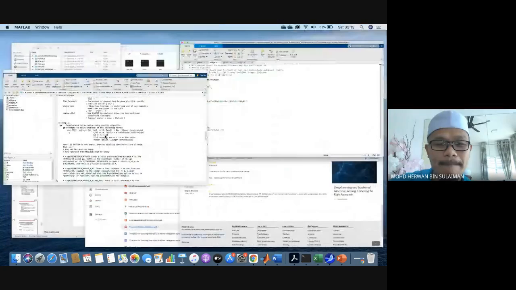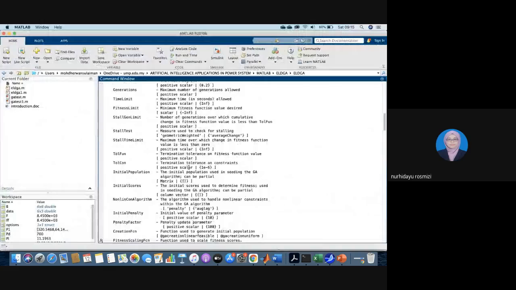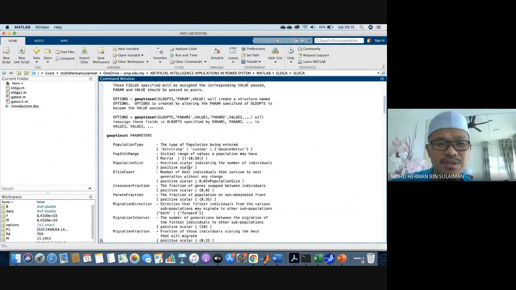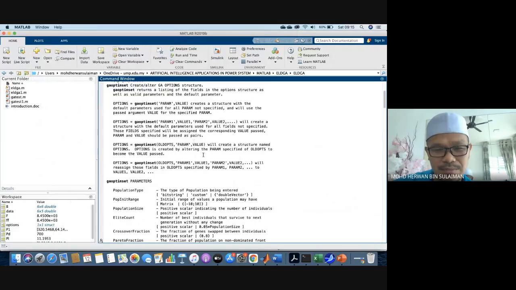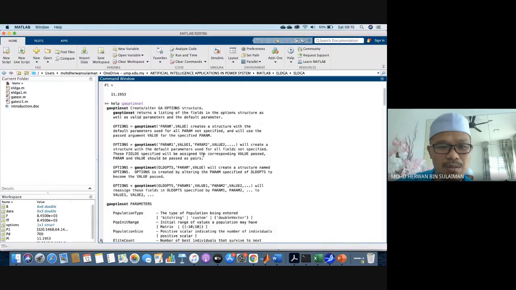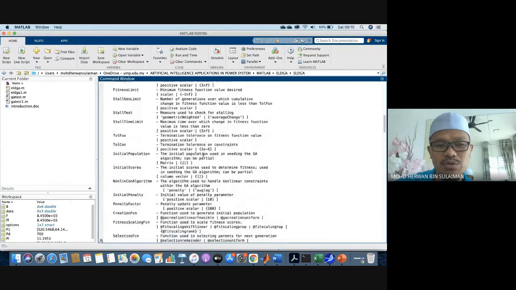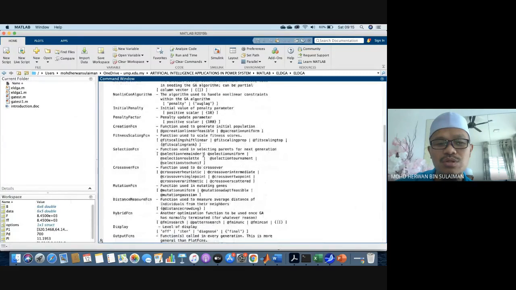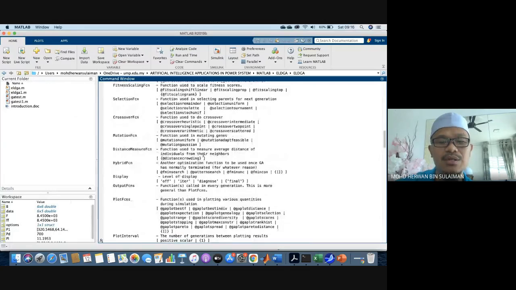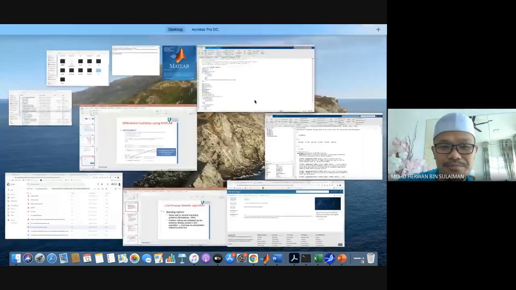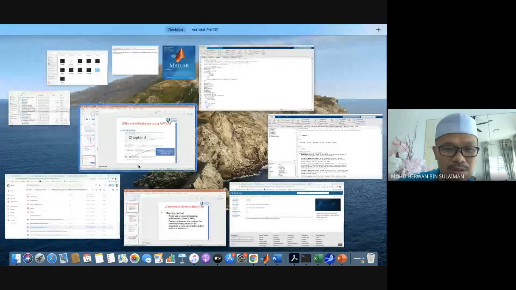Okay, basically you need to learn. I will just show you how to use the toolbox. MATLAB has developed a GA toolbox, so you can change the settings, but you need to learn how the toolbox operates. If you look at this example, you can download the file now. Later I will share it in the group.